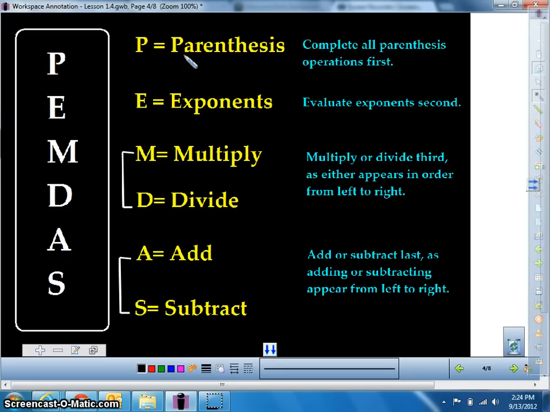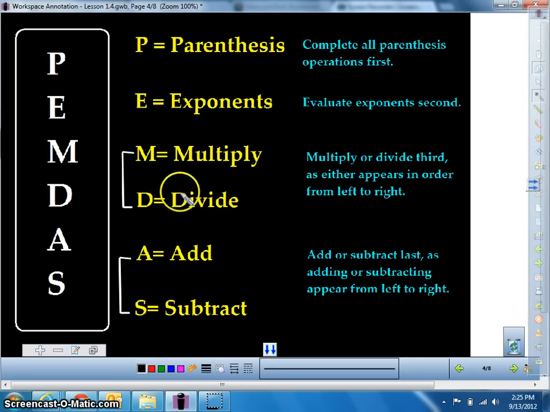Now what we need to remember is that we always start with parentheses. We have to figure out what's inside the parentheses and get rid of those parentheses before we can move on. And each one of these is a step. Before you can move on to exponents, you need to make sure that you've gotten rid of all of these parentheses. So when you are on exponents, you need to get rid of all of these before you can think about moving on down to multiplication.